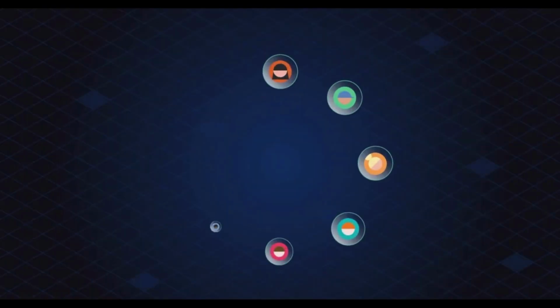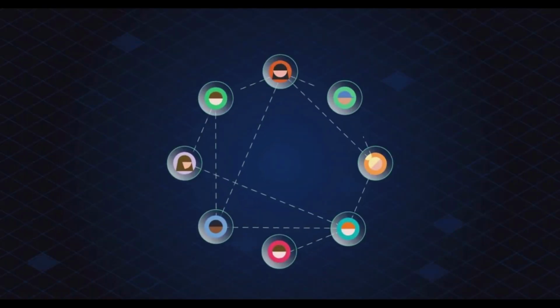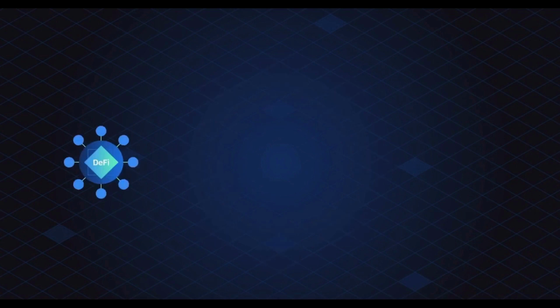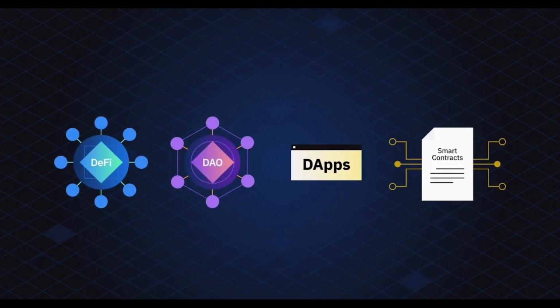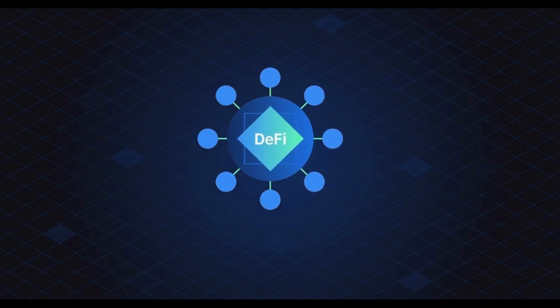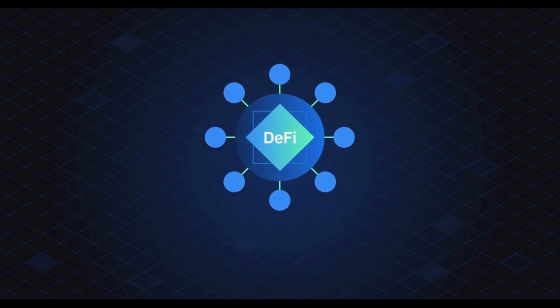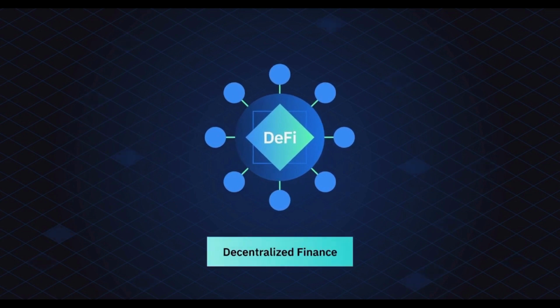In this course, you will learn the most essential concepts in decentralization, including DeFi, DAO, DApps, and smart contracts. If you don't know what these terms mean, don't worry. You'll understand them after completing this course. In this first module, we will introduce you to DeFi, which stands for Decentralized Finance.